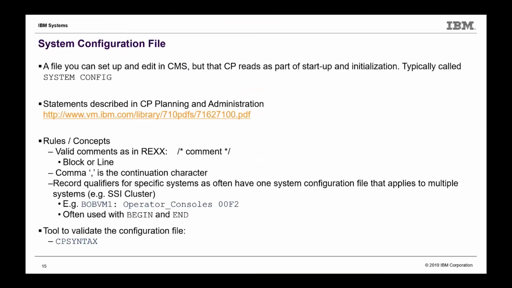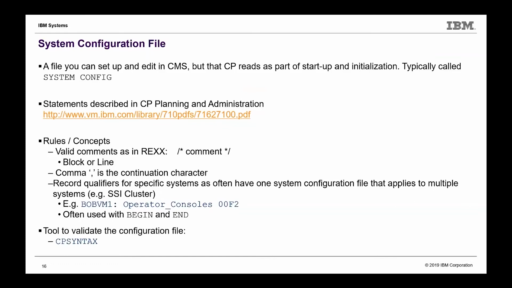Now, let's talk a little bit more about the system configuration file. Right? Now, it can be very large depending on what all you're doing. As I said, it's going to be typically called SYSTEM CONFIG, but you can have other names. Now, this and a lot of what I'm talking about today is in the CP Planning and Administration book, where the GA level 7.1 version of that is the URL listed there. Now, when you look at that, you're going to recognize that it looks a lot like REXX, except it's not really REXX, right? But comments can be there.